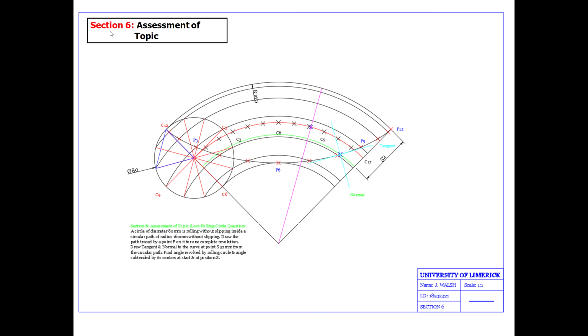For my last section, which is my assessment of the topic, I did a simple resource made from AutoCAD. Here I have my question, which is a simple basic question for the students to encounter. My circle is again split into 12 equal parts, and by rolling my circle along this curve here, it forms another curve. This curve here is a fixed line, and the circle forms your curve by marking off there. Also in the question I've included a tangent and a normal to the actual curve. So this is my tangent and this is my normal.